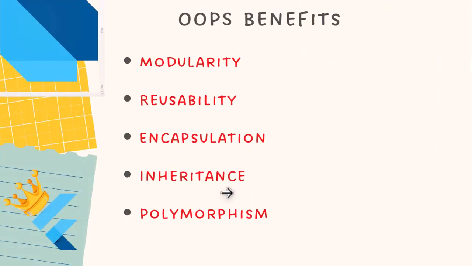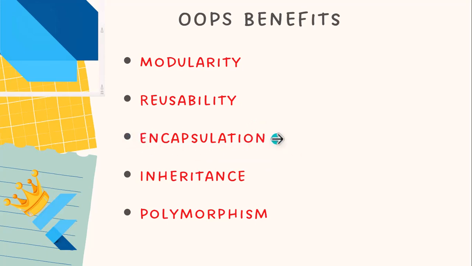Let's have a look at the benefits. Modularity enables programmers to divide a complex problem into smaller and more manageable pieces, making it easier to design, develop, test, and maintain software. Reusability emphasizes code reusability, enabling developers to use code for multiple applications without the need of rewriting.